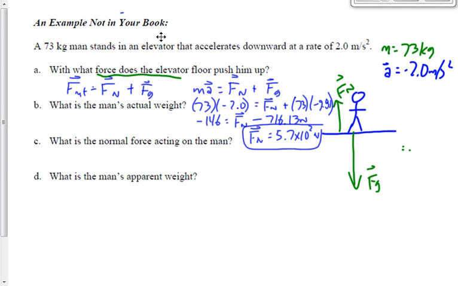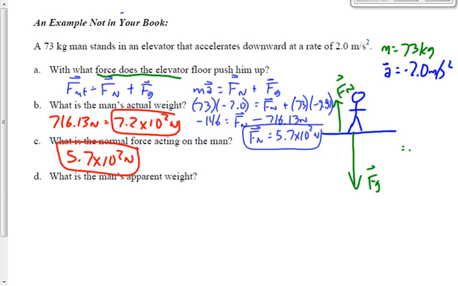We already found the actual weight, didn't we? The actual weight is the force of gravity. We found that to be 716.13 newtons, or 7.2 times 10 to the 2 newtons. The actual weight is how heavy you really are, and that's going to be your force of gravity. Now, the normal force acting on the man is what? We've done it. The force of the floor is the normal force. It's 5.7 times 10 to the 2 newtons.